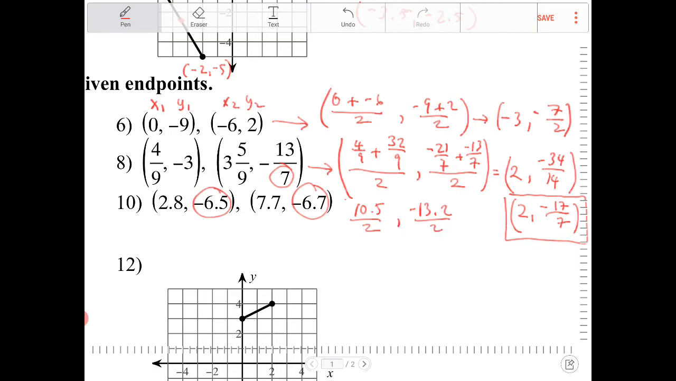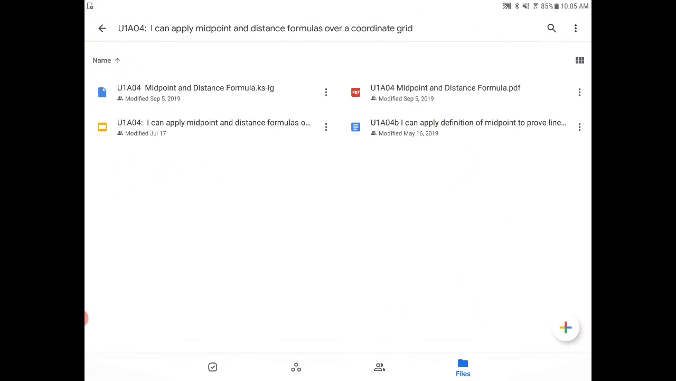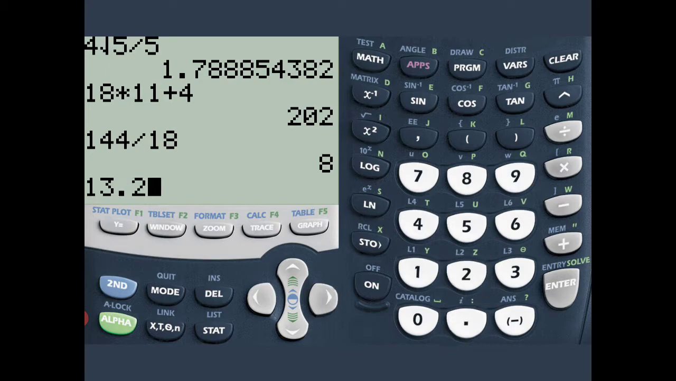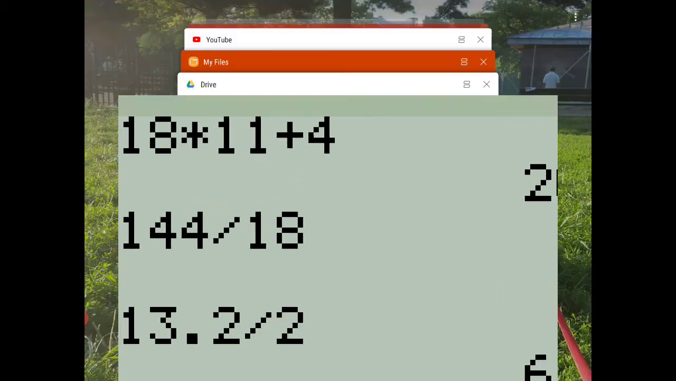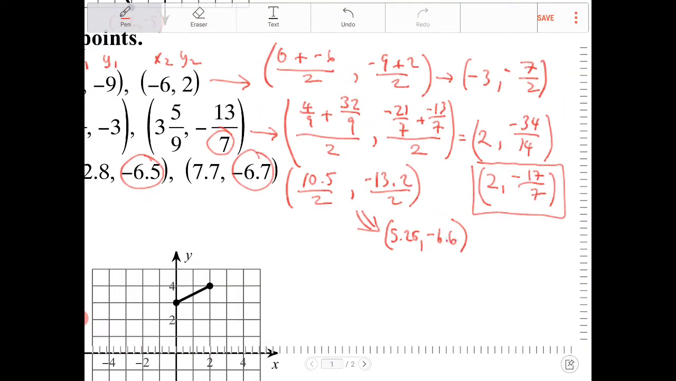Divide by 2. So what does my final answer then become? This becomes 5.25 and 6.1, right? No. Negative 6. Negative, let's see here, whoops, 13.2 divided by 2, I don't know why I'm struggling over that, 6.6 of course, so it becomes -6.6, there you go.